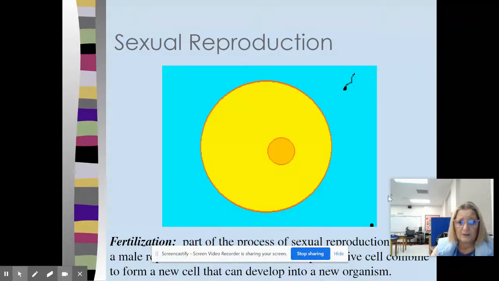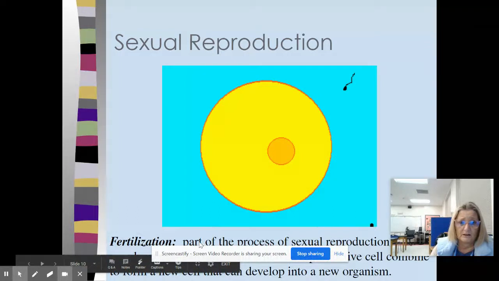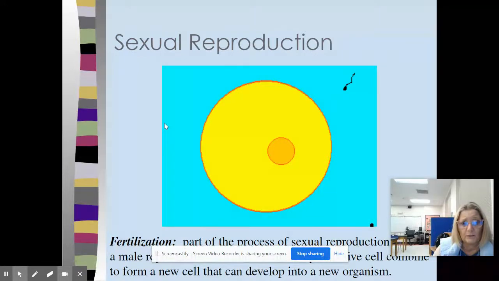Fertilization is a process of sexual reproduction where the sperm fertilizes the egg and a new organism will develop.